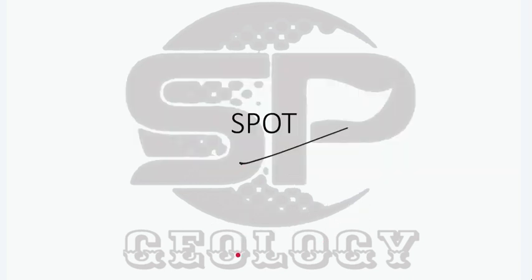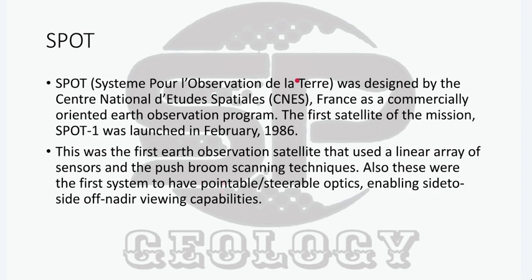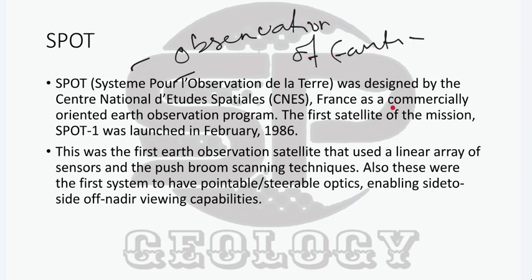Now it is the SPOT satellite. SPOT satellite is from France. Système pour l'observation de la Terre. It means observation of Earth. System for observation of Earth. By the Centre National d'Etudes Spatiales (CNES), France, as a commercially oriented Earth observation program.